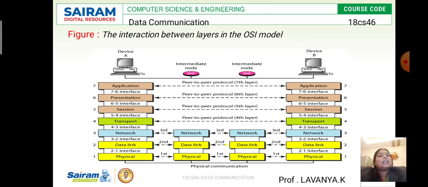The responsibilities of the application layer are file transferring, file accessing, and storage, like directory storage. These are the different responsibilities of the application layer. And one more thing is the network virtual terminal. It allows users to log in on a remote node. This is what the network virtual terminal does.